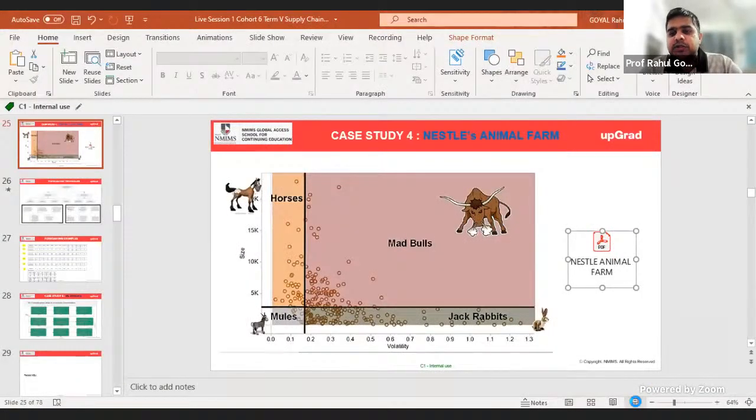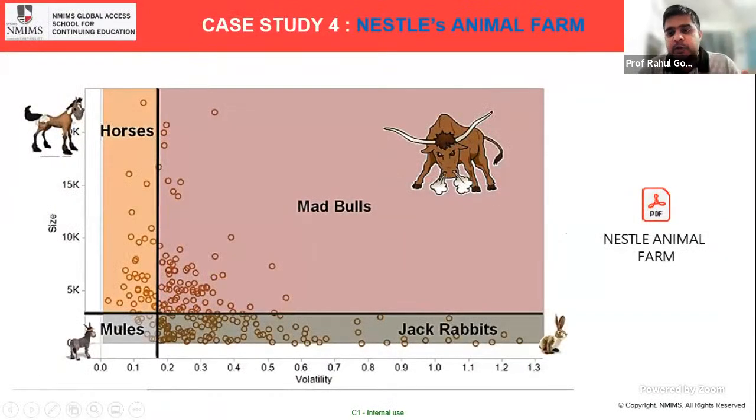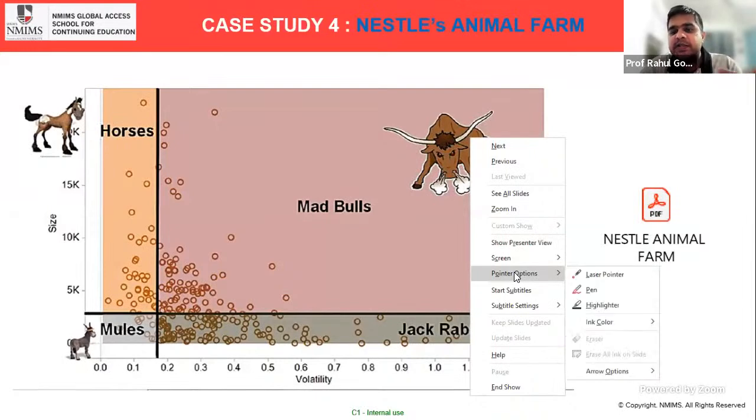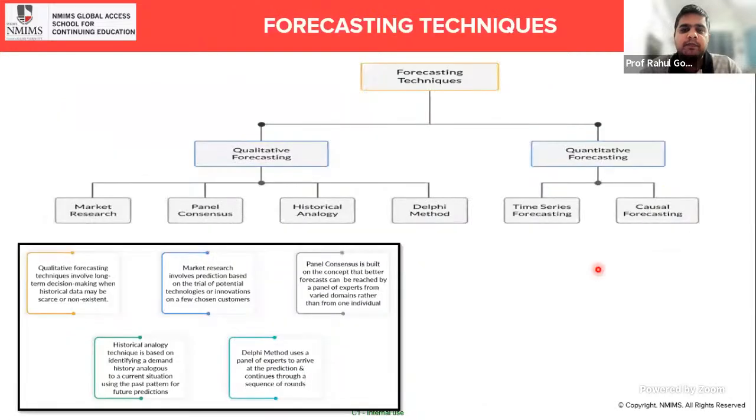The idea was to just tell you that this segmentation that we're talking about is not a paper thing. It is very much used, and it is being used by one of the leading FMCG companies out there in the market, to create segments and then have a very specific and a very customized approach in terms of improving the forecast.